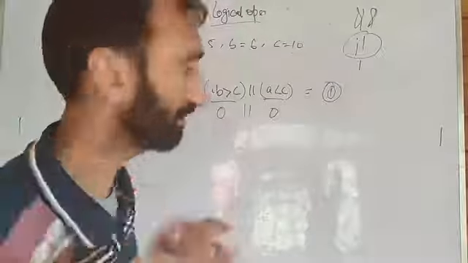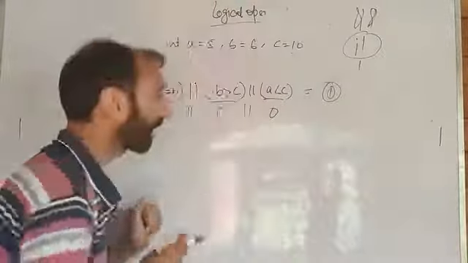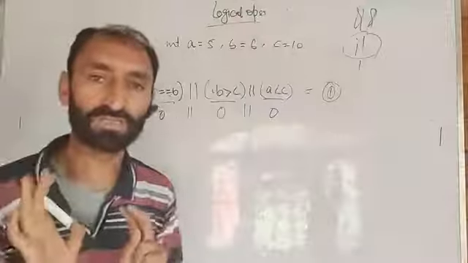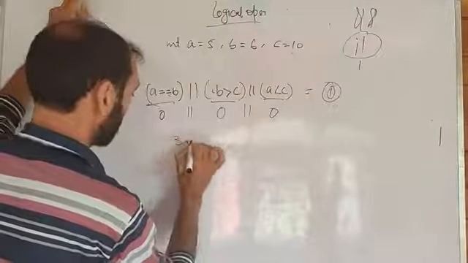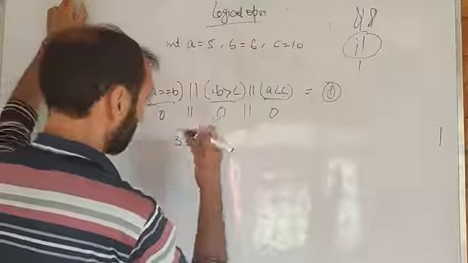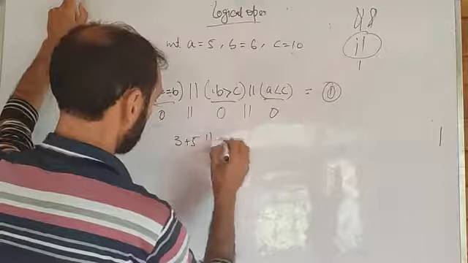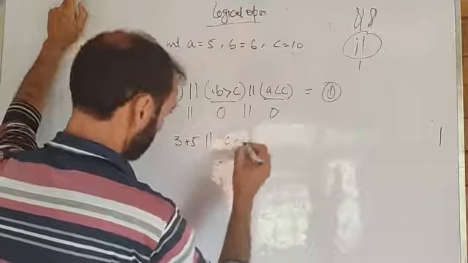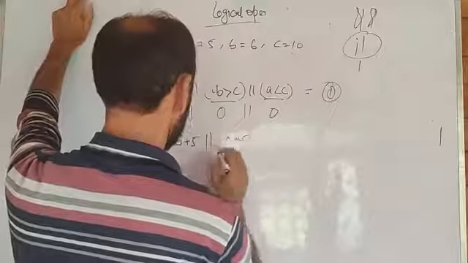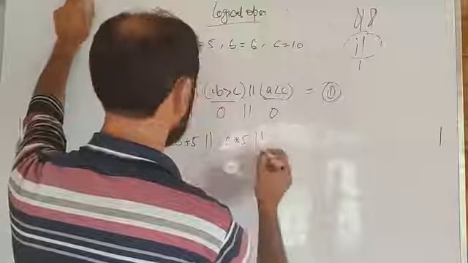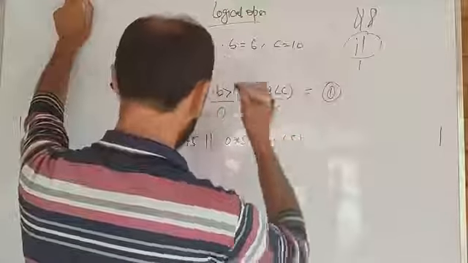This is the logic behind the OR operator. This is a logical OR operator. So, this is a question. For example, 3 plus 5 is an expression. 0 into 5 is an expression. Or 0 less than 5 is an expression.